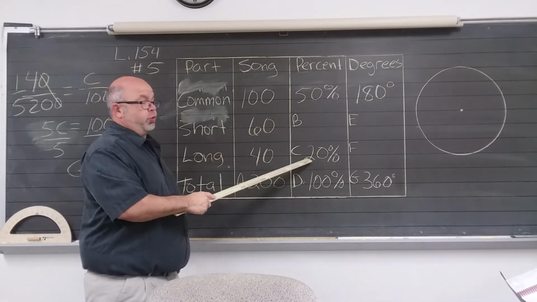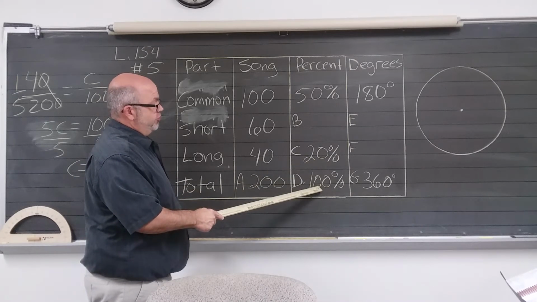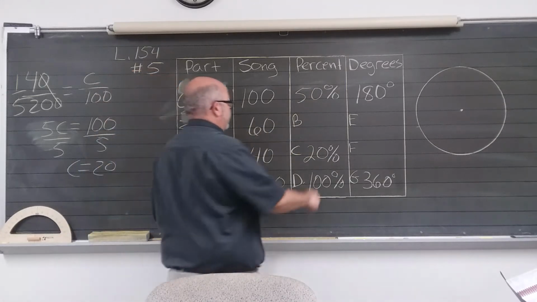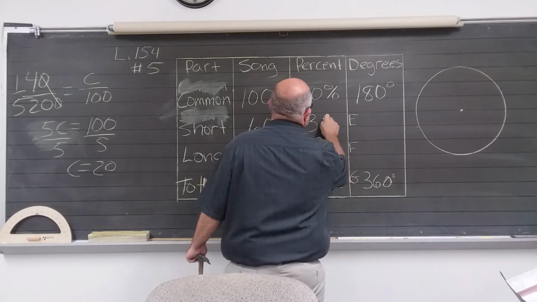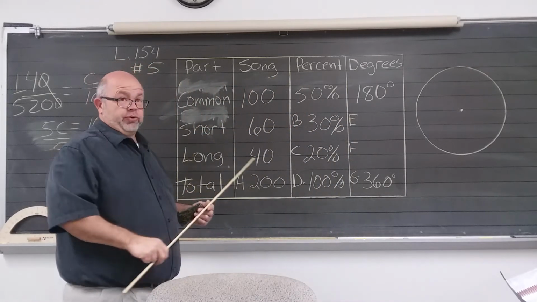50 plus 20 is what? 50 plus 20 is 70. 100 minus these two totals, 100 minus 70 is 30. So B is 30%. Okay, check your answers.